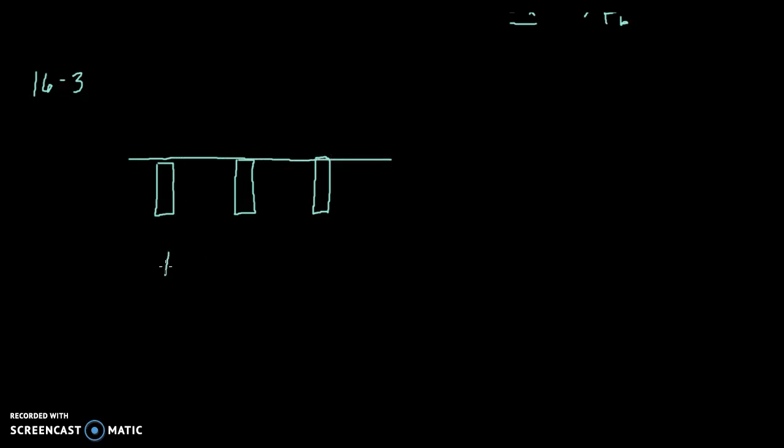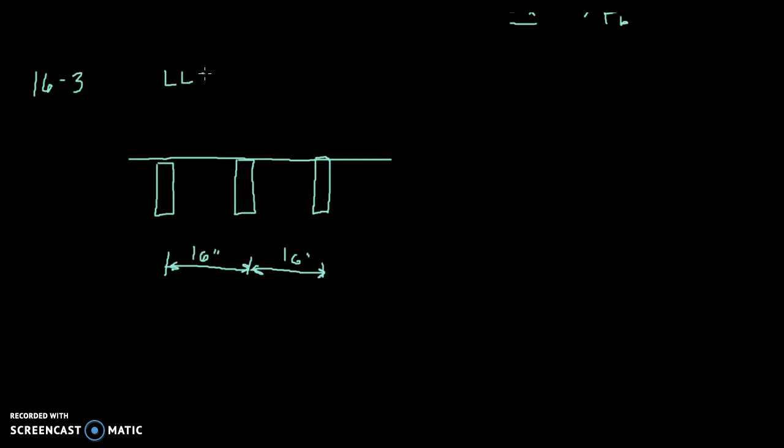The joists are spaced at 16 inches on center. So the spacing between any pair of joists is 16 inches. So 16 inches from the left one to the center one, and from the center one to the right one, also 16 inches. And the load applied to the floor is spread out in pounds per square foot.